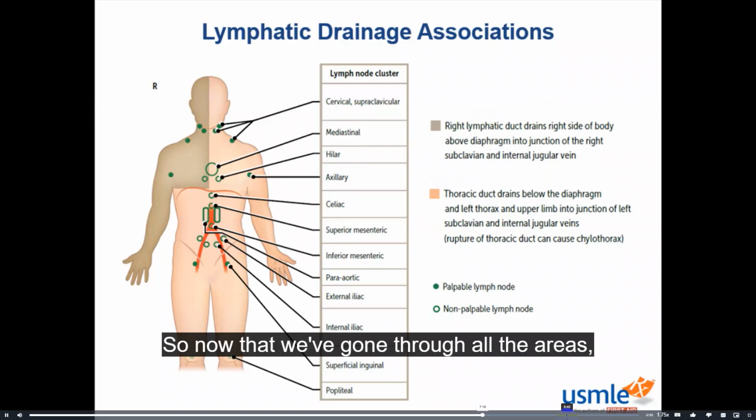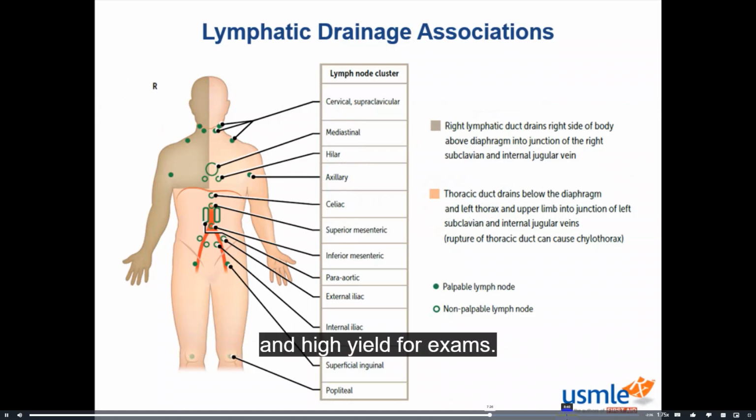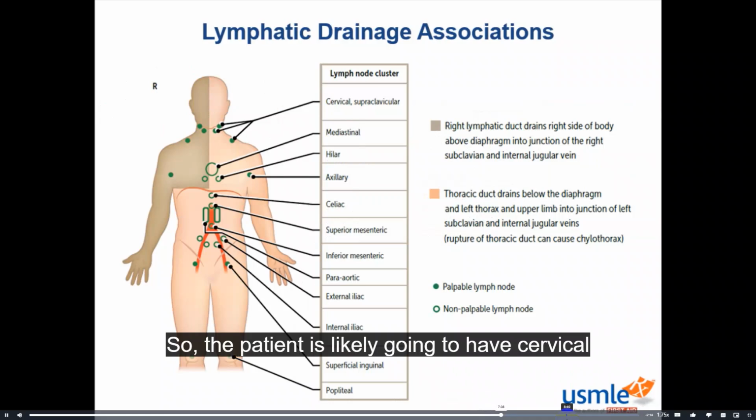So now that we've gone through all the areas, let's do a quick recap. Now, these lymph node clusters are very important and high yield for exams. So let's say a patient presents with an upper respiratory tract infection. Where would you expect the drainage to occur? So the patient is likely going to have cervical and or supraclavicular lymphadenopathy.